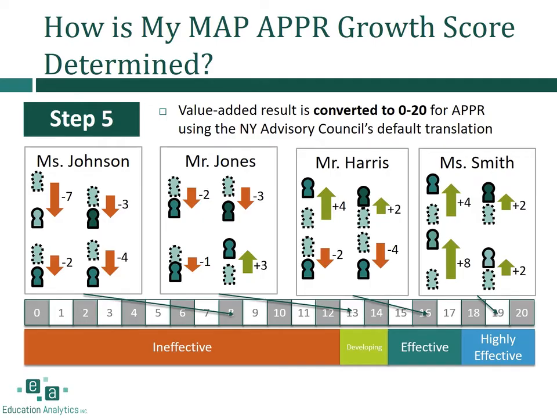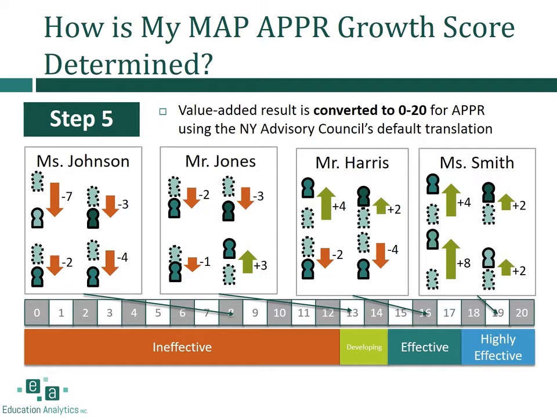Finally, what EA does is it applies its result and converts it to the New York Advisory Council's default translation, which is on a 0 to 20 scale. This translation was developed collaboratively with district leaders across the state in conjunction with Education Analytics and NWEA.